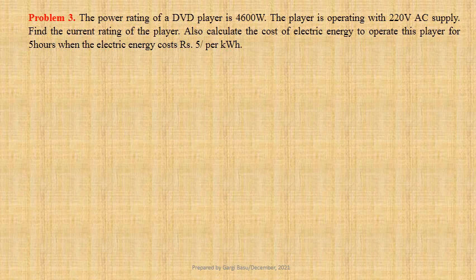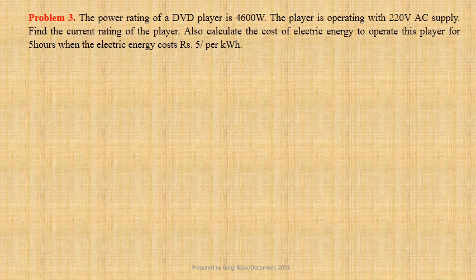The power rating of a DVD player is 4600 watts. The player is operating with 220-volt AC supply. We have to determine the current rating of the player and the cost of electric energy to operate this player for 5 hours when the electric energy costs rupees 5 per kilowatt hour.